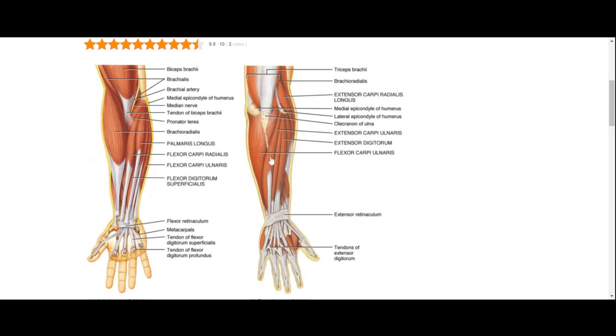Extensor carpi ulnaris is on the ulna side of extensor digitorum. Extensor carpi radialis is a little bit harder to see, but it is on the radius side. It's kind of wrapping around here on the radius side. So again, the reason I told you guys to start with extensor digitorum is because that's always my reference point. On the pinky side, we have extensor carpi ulnaris going down by the ulna. On the radius side, we have extensor carpi radialis.